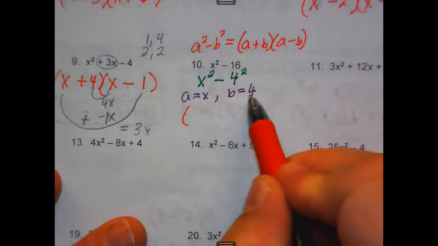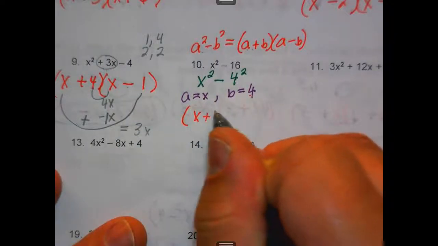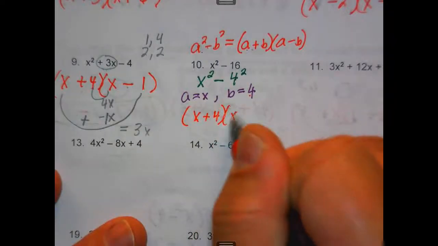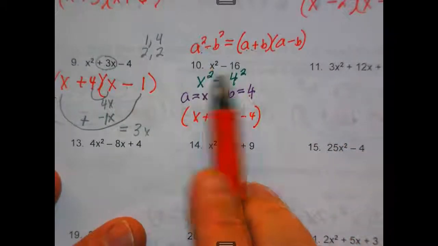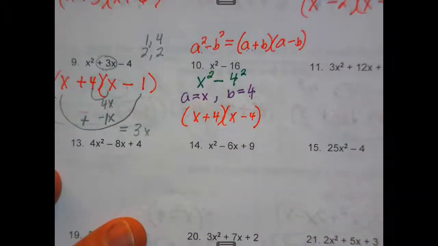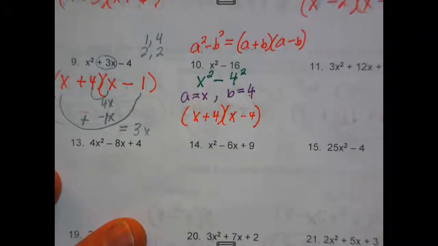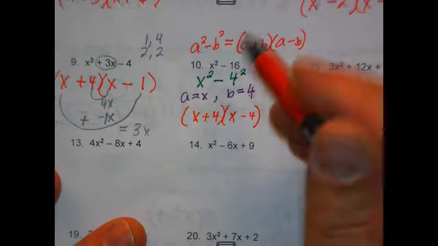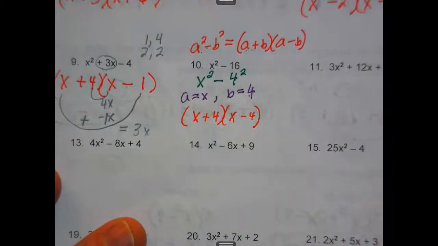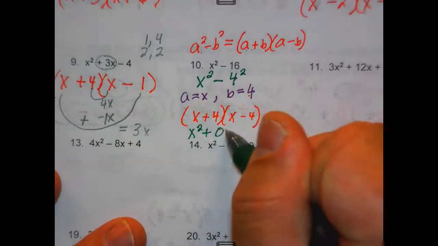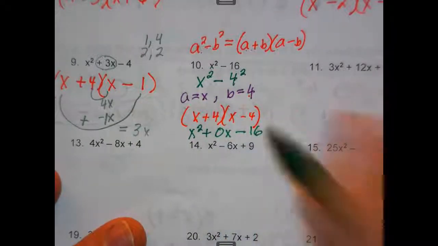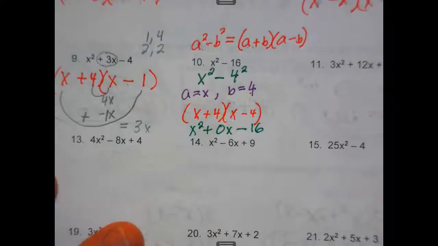X plus 4 and x minus 4. In other words, I'm using the bases, x and 4. Now, you could do it the other way too. It's just the term in the middle is gone. And this is actually x squared plus 0x minus 16.